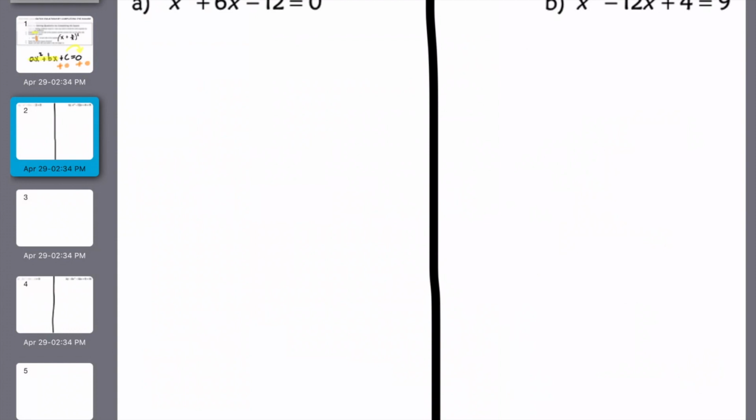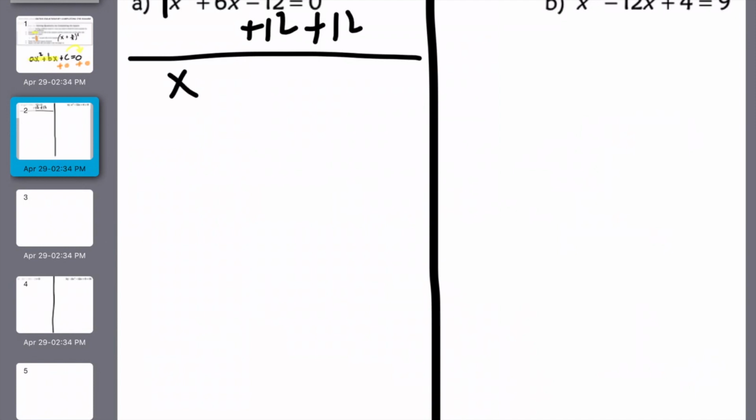Our first example is x squared plus 6x minus 12 equals 0. So I see that my leading term has a coefficient of 1. So that means I need to move my 12 over to the other side, my constant. So plus 12 on both sides. And I get x squared plus 6x equals 12.